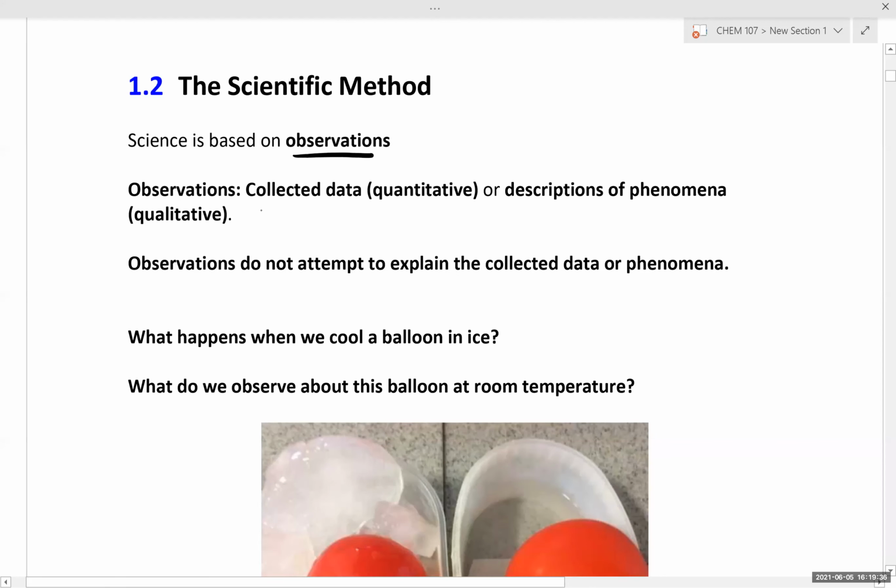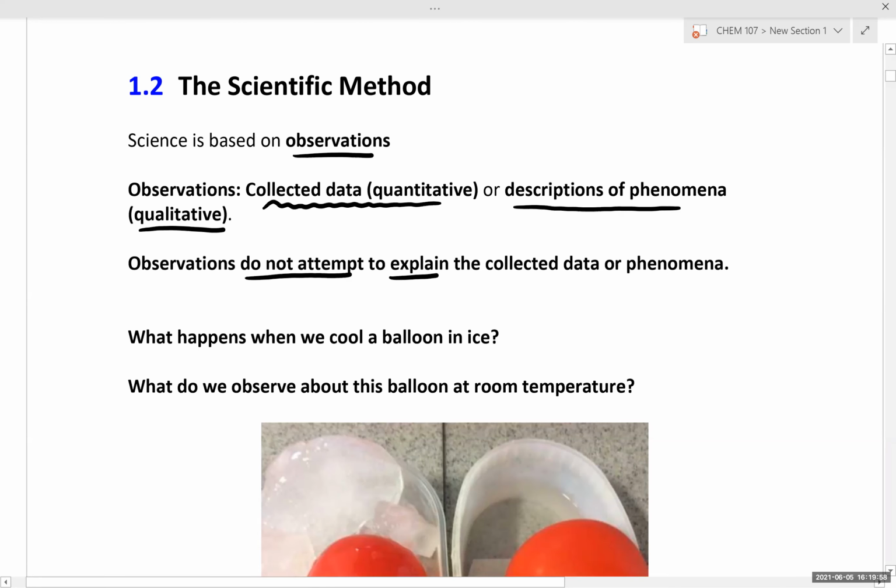Observations can be either collected data that I like to call quantitative observations, or descriptions of a phenomenon, which we call qualitative. Now, what's important to note when you think about an observation is that observations do not attempt to explain the collected data or phenomena.